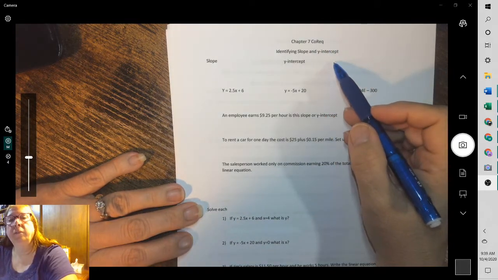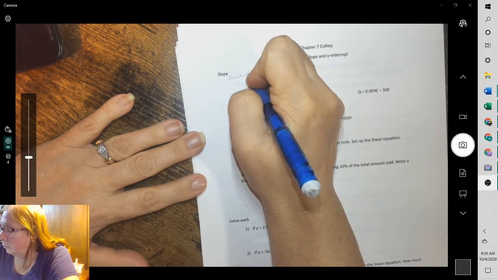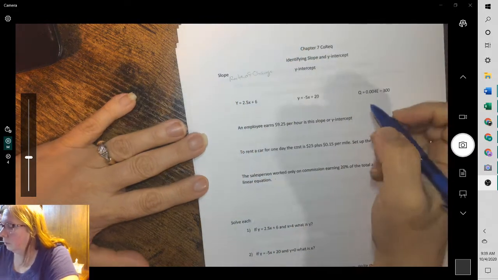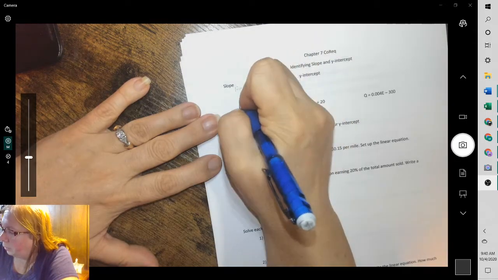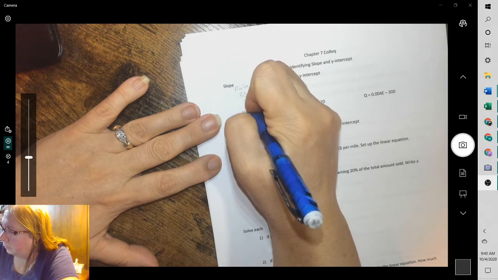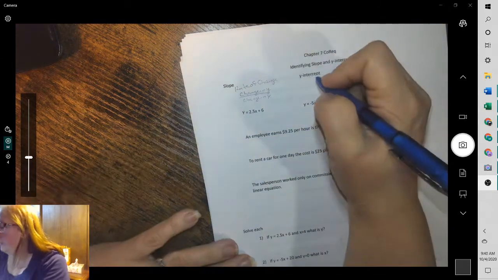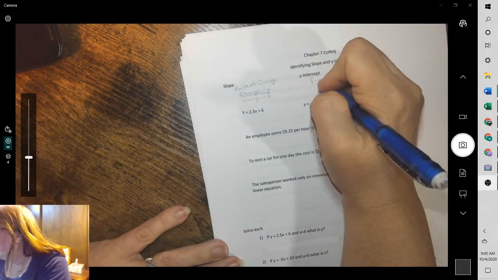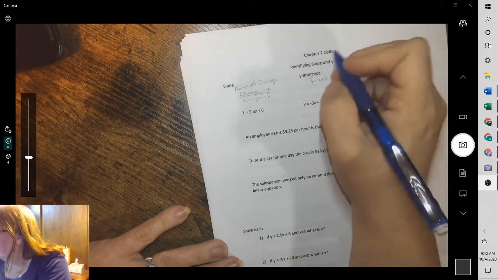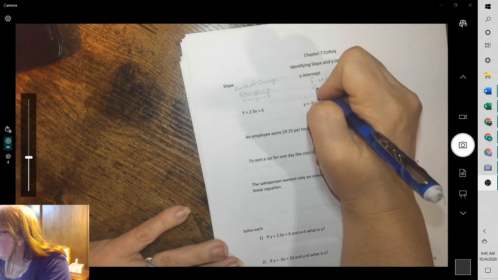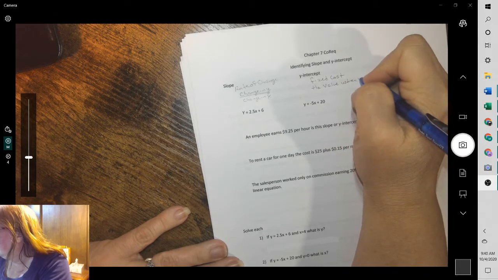It's slope and y-intercept. Your slope is your rate of change. It's the change in y over the change in x. The y-intercept is a fixed cost, and the value when x is 0.